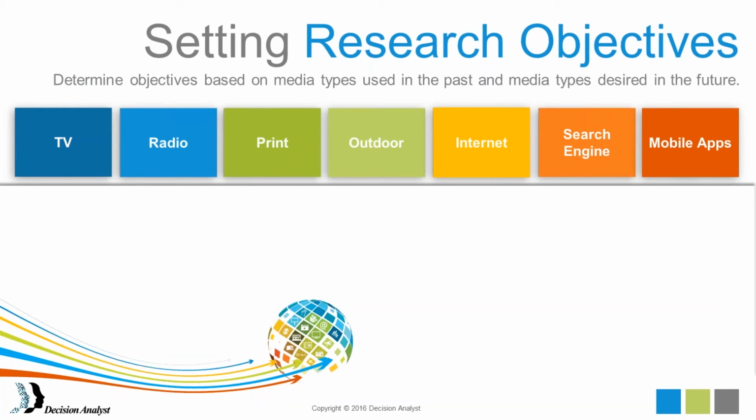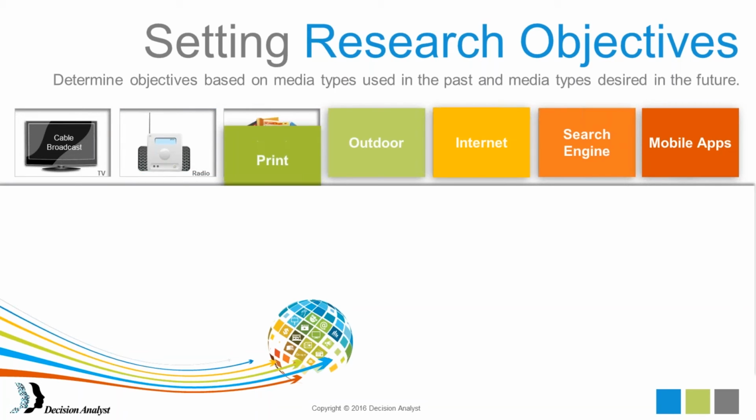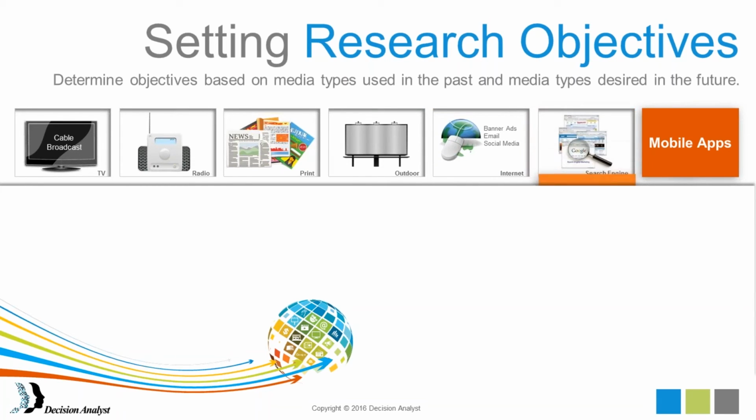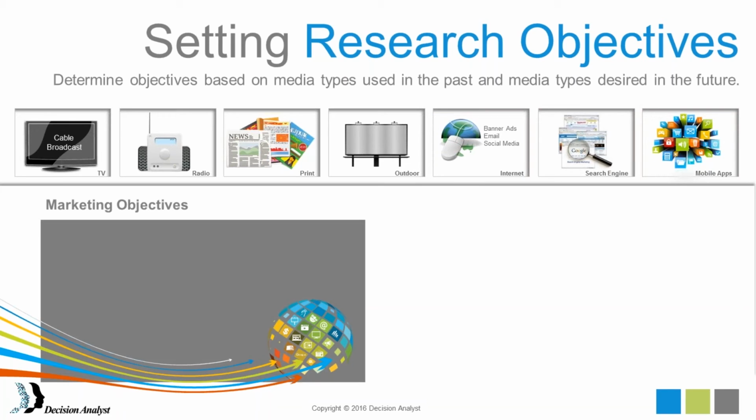Setting the research objectives really begins with understanding the media types that were used in the past and what media types are desired in the future. So TV is very often in the marketing mix model. Radio, print, outdoor, internet, which could include banner ads, email, social media, search engine, mobile apps. All of these are different media, and what we need to have is some history on spending on all of these.